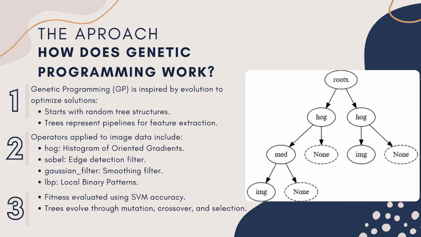Now let's discuss how genetic programming works in our project. GP is inspired by the process of evolution to optimize solutions. It starts with random tree structures where each tree represents a pipeline for feature extraction. We use several operators on the image data, including HOG for histograms of oriented gradients, Sobel for edge detection, Gaussian filter for smoothing, and LBP for local binary patterns. The fitness of each tree is evaluated using a support vector machine. Trees evolve through genetic operators like mutation, crossover, and selection. This evolutionary process allows us to refine the feature extraction pipelines over multiple generations.